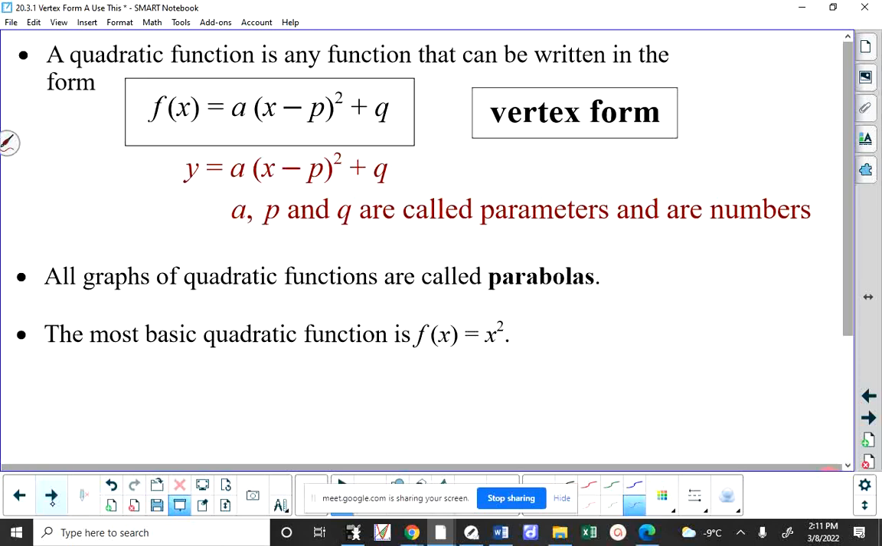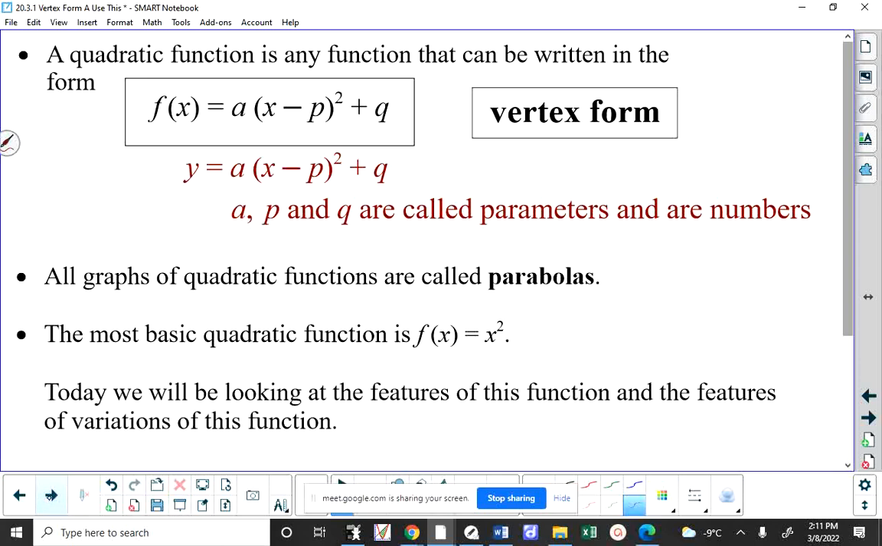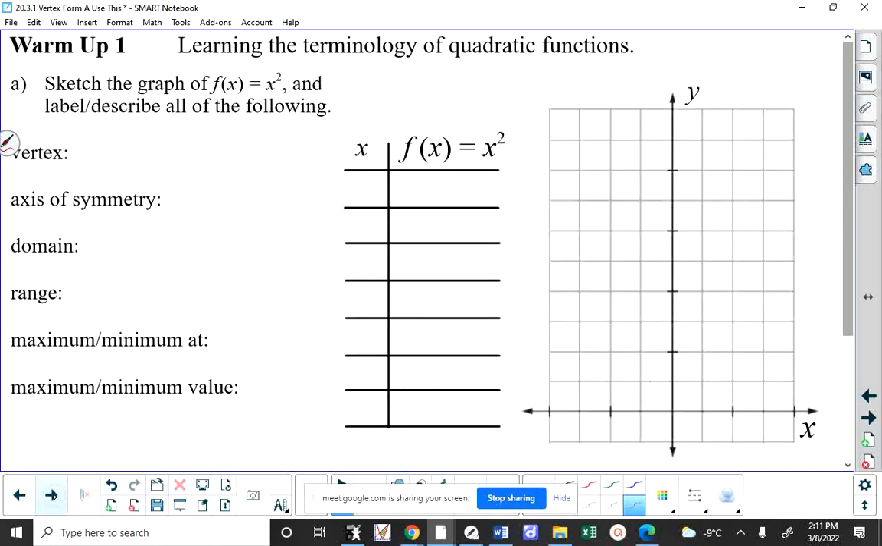So we are going to familiarize ourselves in the warm-up with that function. We're going to be looking at the features of y equals x squared so that we can change it to produce all these other functions. It's like the queen bee. It's going to produce everything else. Or the mother alien in the movie Alien. It's going to produce all of the other offspring.